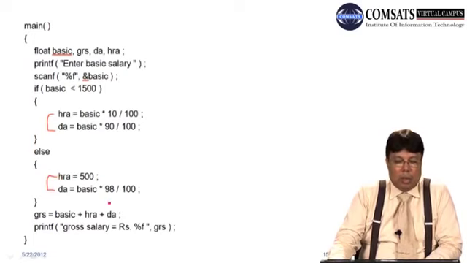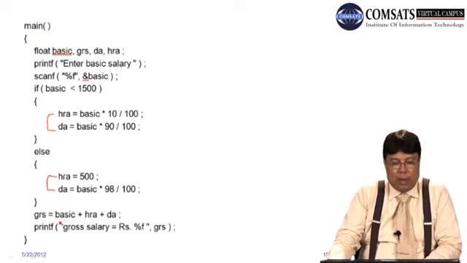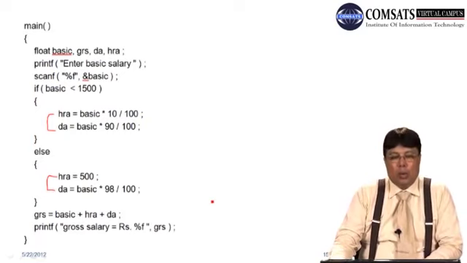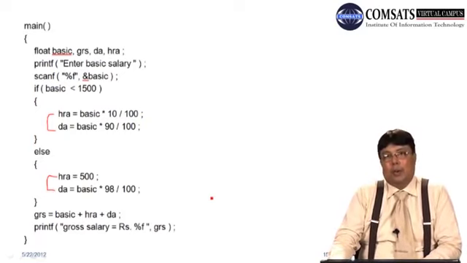When we come out, we say what do we have? We have a basic salary plus HRA plus DA. House rent allowance is being added to the basic salary, DA is being added to the basic salary, and it is being done in both the cases. Then you can print the gross salary. Okay, so you have learned another flavor of the if construct.